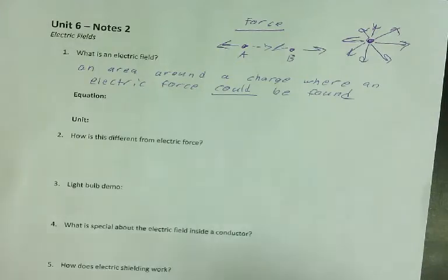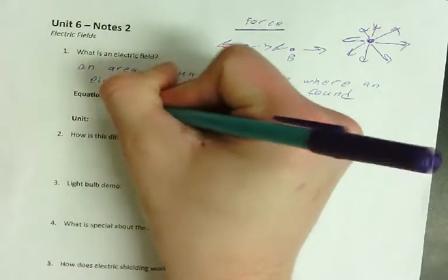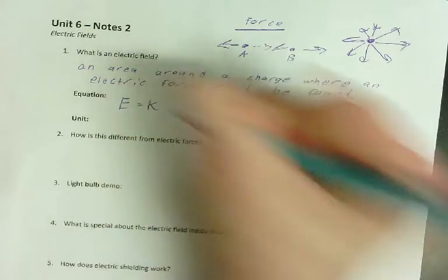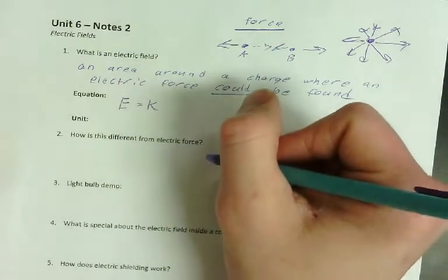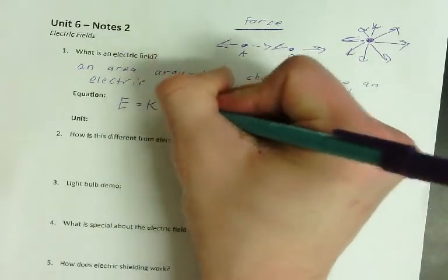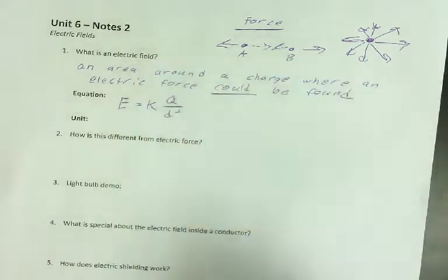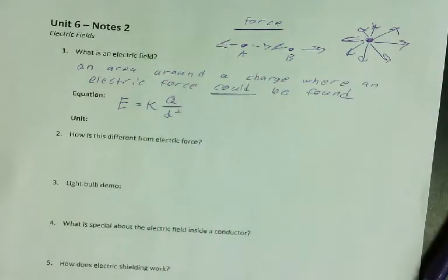Okay, the equation is E equals K, same K as before, 9 times 10 to the 9th, Q over D squared. You might be saying to yourself, Mr. B, isn't that the same equation we just did for electric forces, except instead of 2 charges, it's only 1? Yeah, it is.